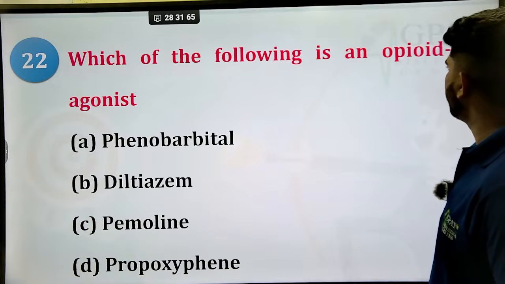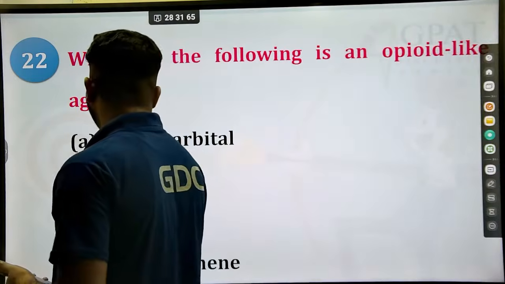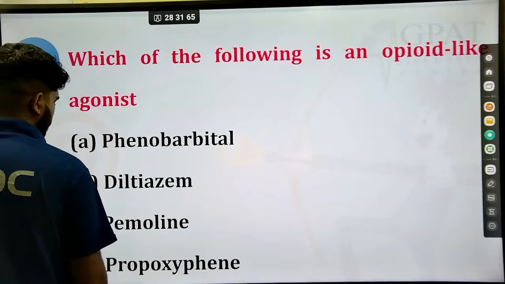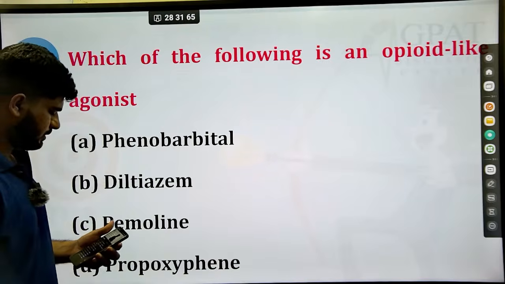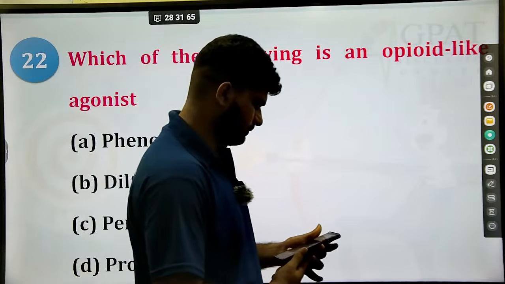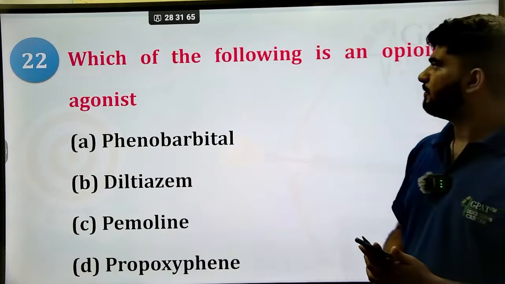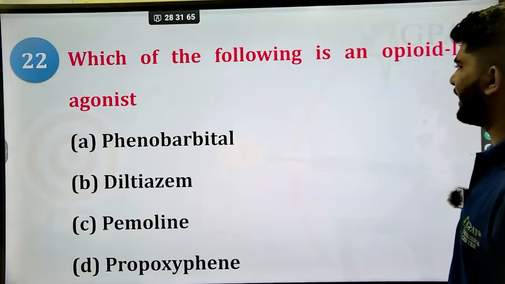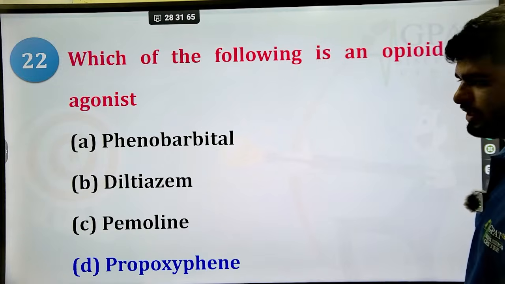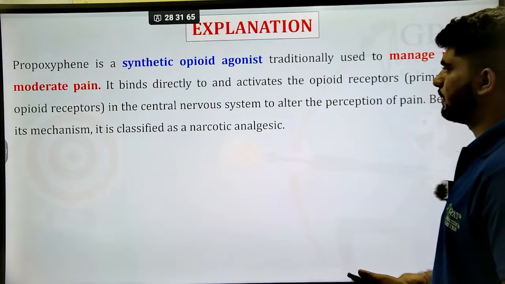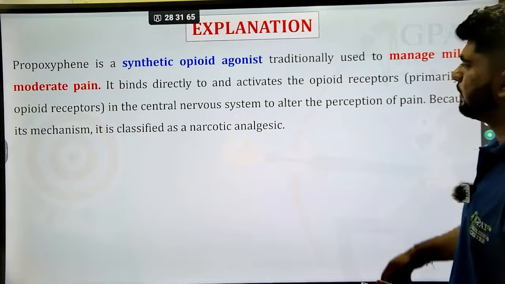Now, which of the following is an opioid-like agonist? Phenobarbital, diltiazem, primidone, pemoline, or propoxyphene? That is your propoxyphene. Propoxyphene is a synthetic opioid agonist used to manage mild to moderate pain, right?